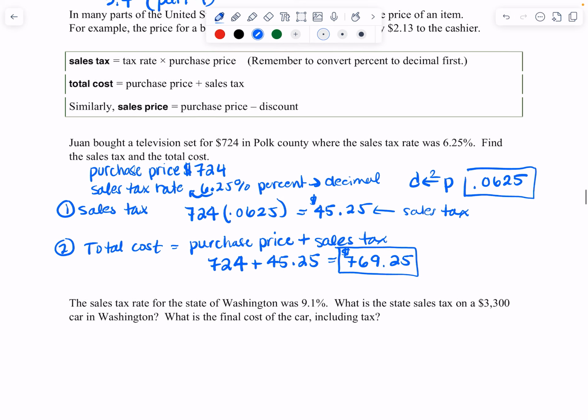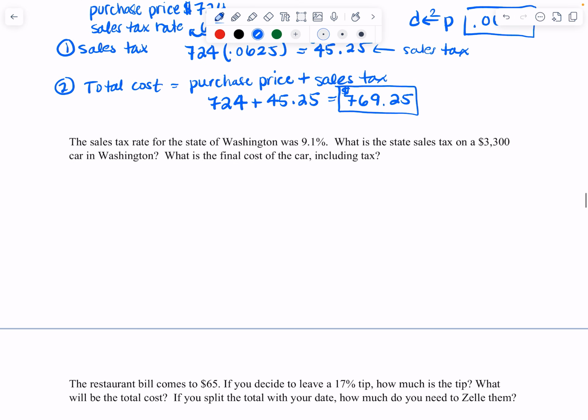Okay, so let's look at the next one. The sales tax rate for the state of Washington was 9.1%. What is the sales tax on $3,300 for a car in Washington? What is the final cost? So the first step we're going to do is change the sales tax rate of 9.1% to a decimal.